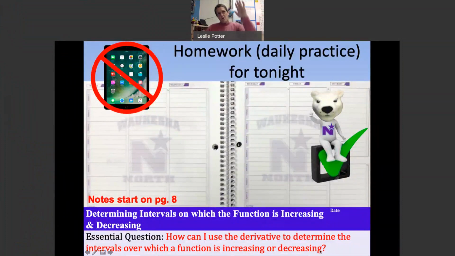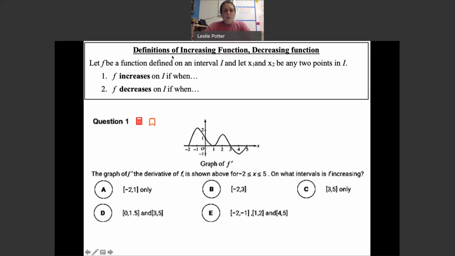So think about, as a function increases, what is true about the derivative in that region? And as a function decreases, what is true about the derivative in that region or interval? We're going to try to use those derivative values so that we can make those determinations about increasing or decreasing. So let's take a look at the definition of increasing and the definition of decreasing.